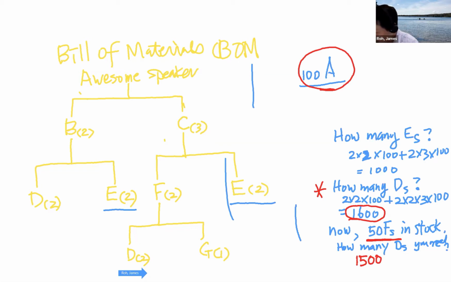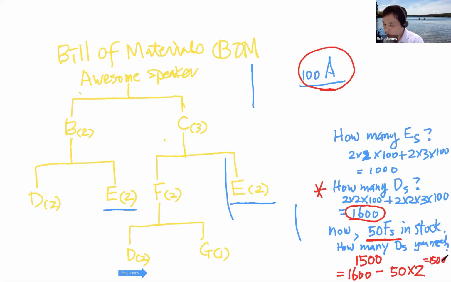So this is the easiest way to get it: originally we needed 1600. However, we found that 50 Fs are in stock, and we know that one F carries two Ds, so multiply by 2 only, then it is going to give you 1500. I found that this is the easiest way to calculate this.